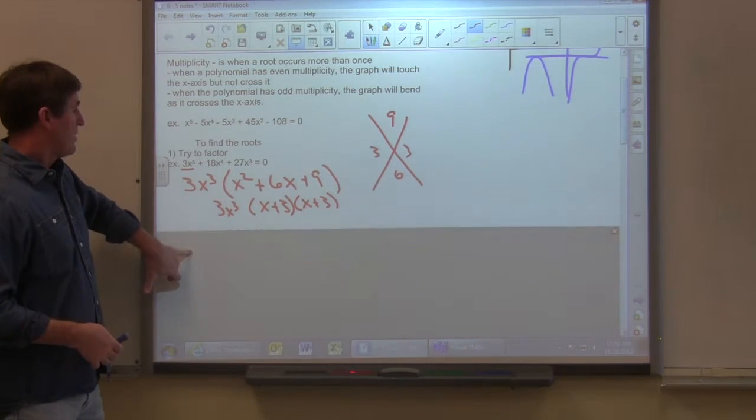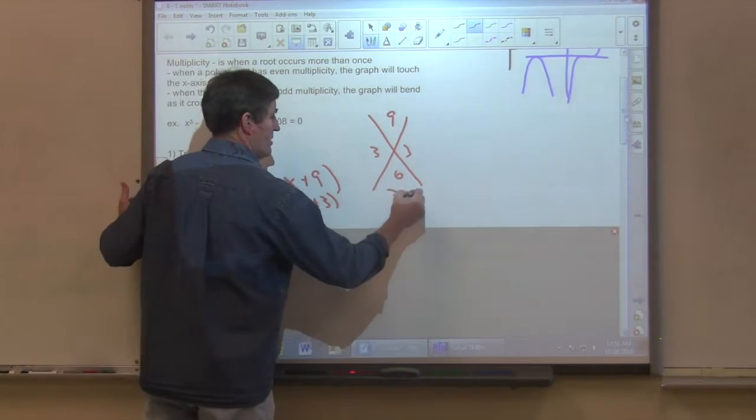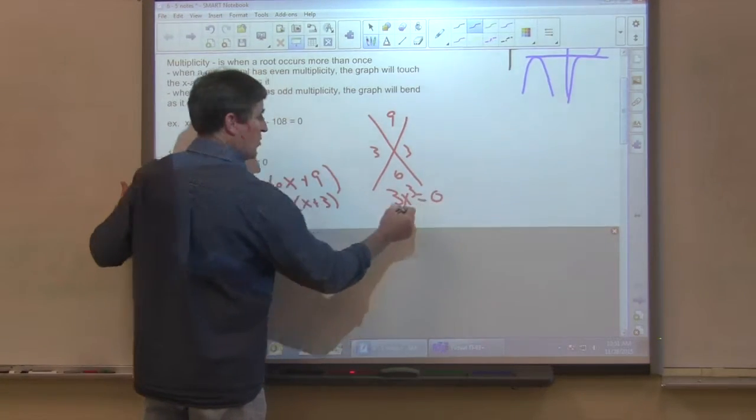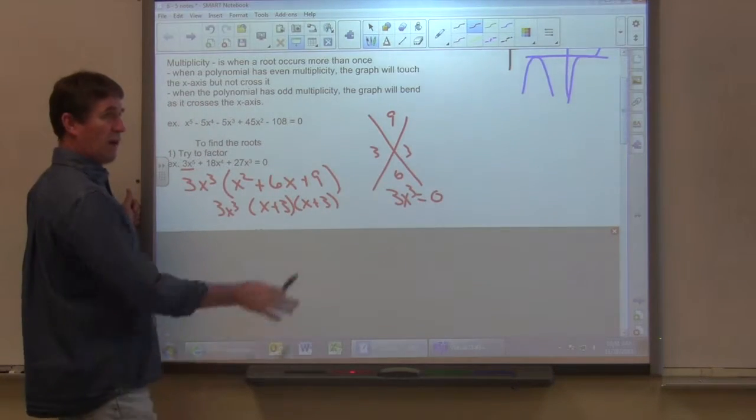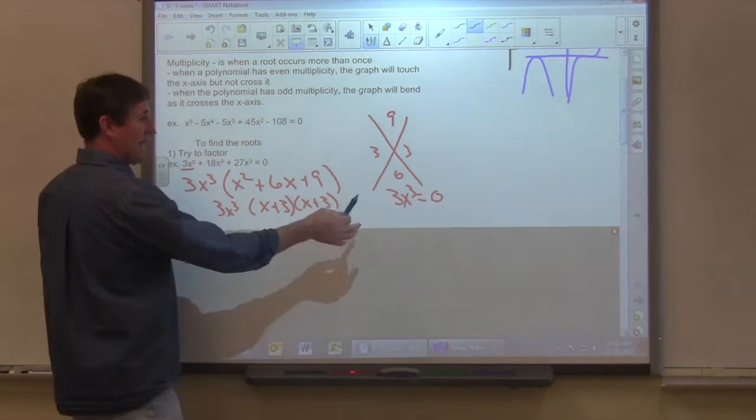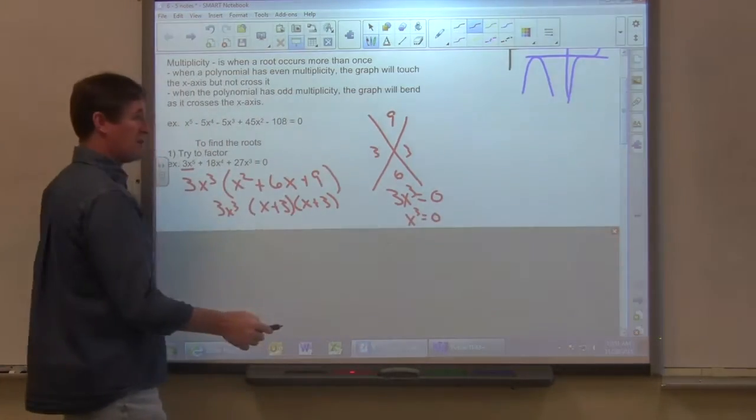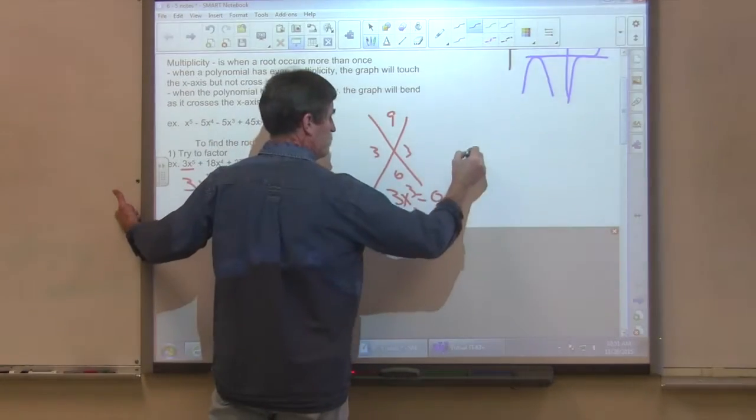So now, in this case, we've got 3x cubed. So what makes 3x cubed equal to 0? Well, I could go through the steps and divide by 3 and get 0, and then x cubed equals 0. And what to the third power gives you 0 would be 0.